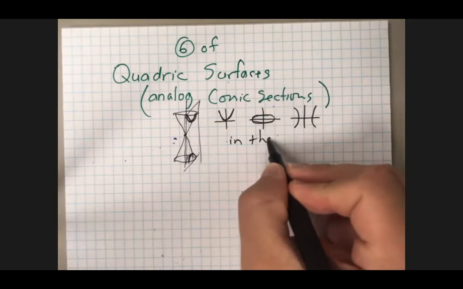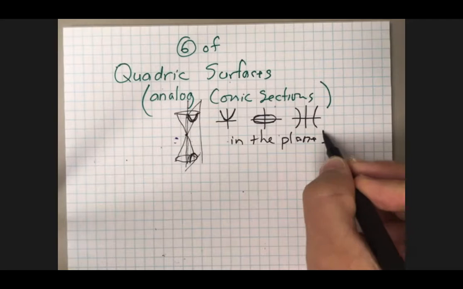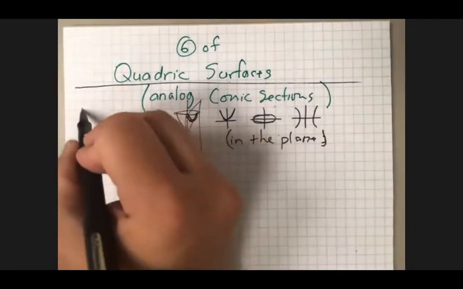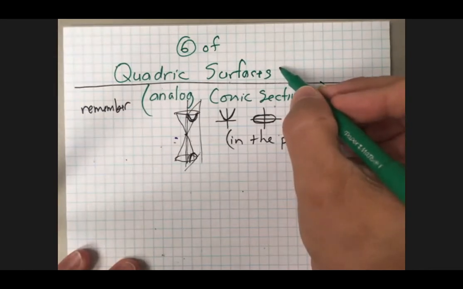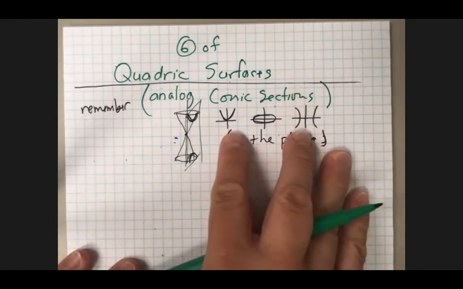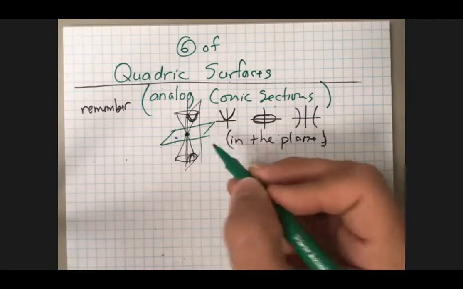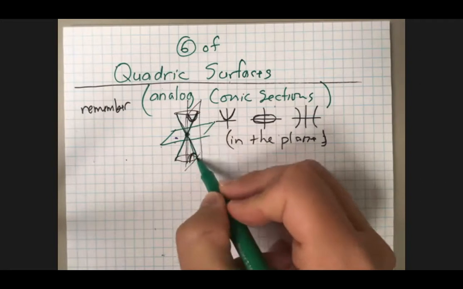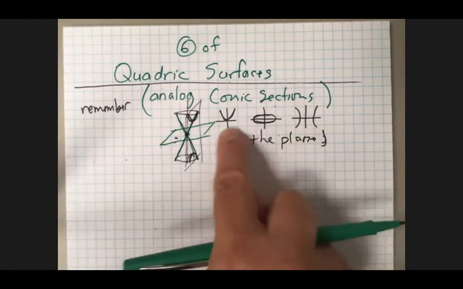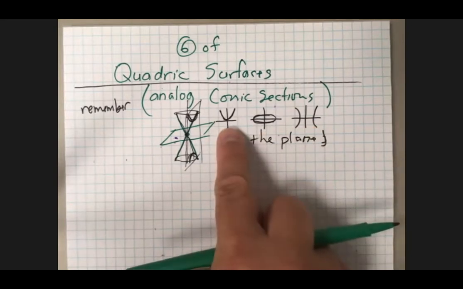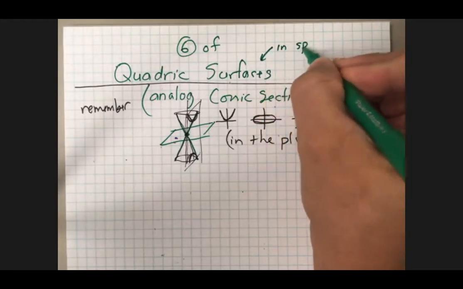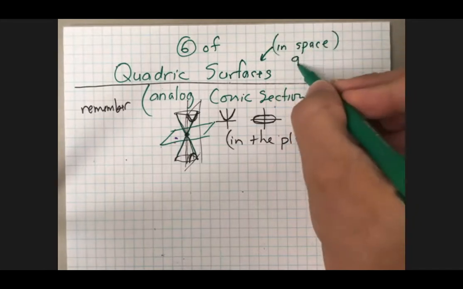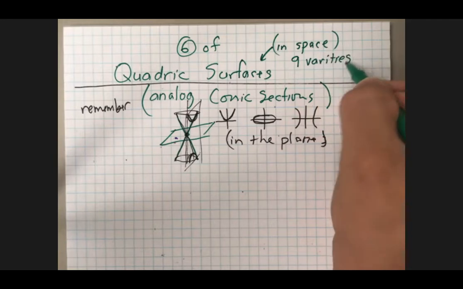This is in the plane. What happens if they graduate to space? If they graduate to space, they're called the quadric surfaces. There are three classical conic sections. And you can have degenerate conic sections. You could have a plane intersect the cone only in a single point. You could have a plane intersect the cone in two crossing lines. Those are called degenerate conic sections. But regular conic sections, there are three varieties. Now let's pump these puppies up to space. These are called the quadric surfaces. And there's nine classical varieties of quadric surfaces.